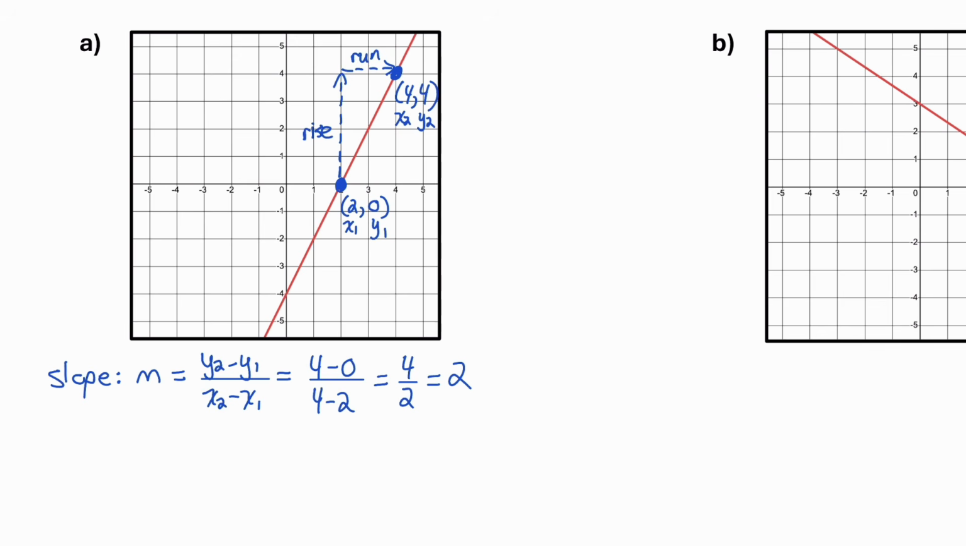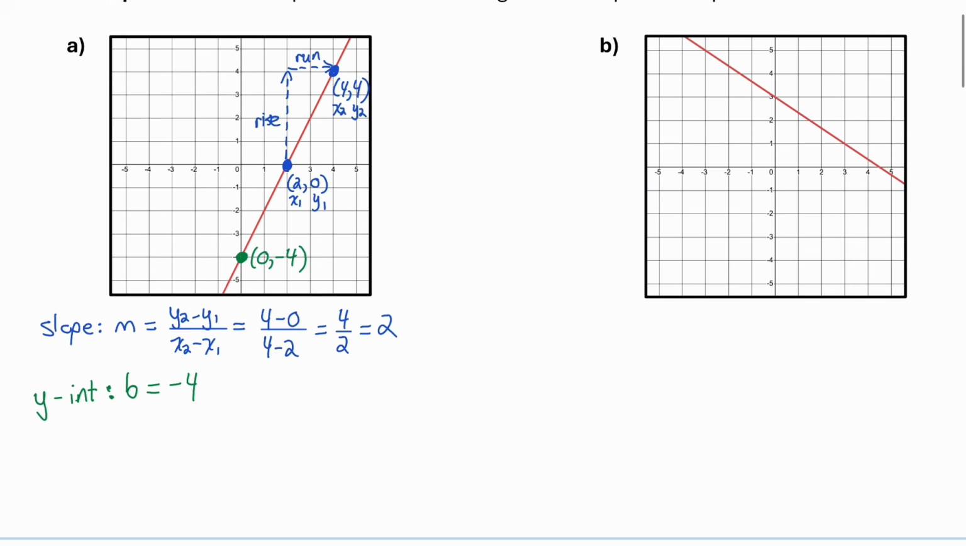And now that I have the slope, the next thing that I need is the y-intercept. So where does this line cross the y-axis? Well, notice it crosses the y-axis right here. At this point, 0, negative 4. So the y-intercept, which we use the letter b to represent, is equal to the y-coordinate of where it crosses the y-axis, which in this case is negative 4. And now that I have my m and my b values, I can write the final answer.